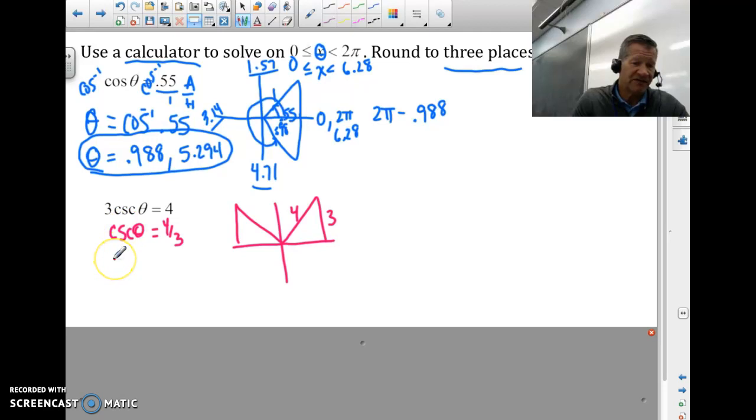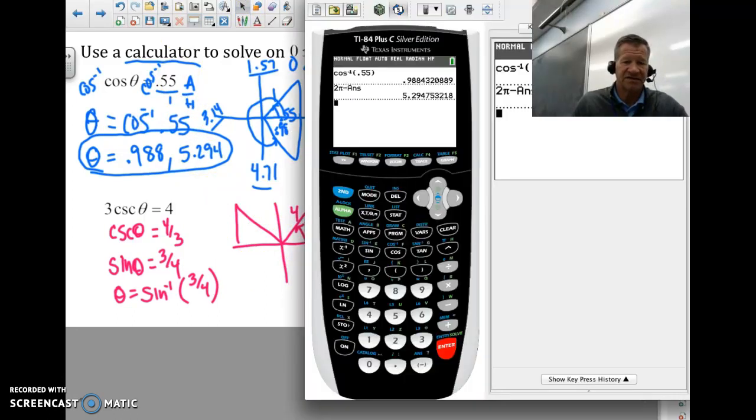If cosecant is 4/3, then sine would be its reciprocal. That would be 3/4. So to solve this, I'm going to take the inverse sine of both sides, the inverse sine of 3/4. Now again, it's only going to give me the answer in the first quadrant. I'll have to use the reference angle to find the one in the second quadrant. So inverse sine of 3/4, or 0.75 if you prefer, that would give me 0.848.